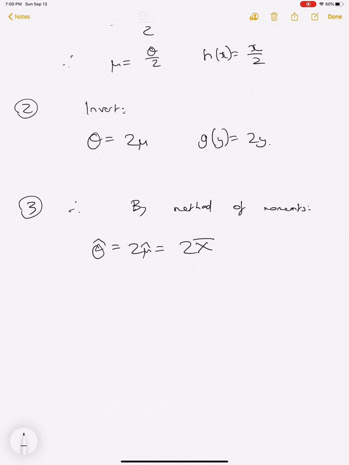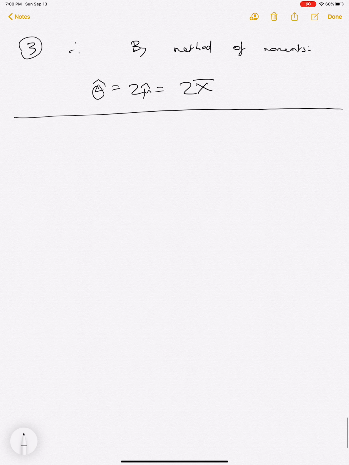The intuition behind this is that x bar, which is a sample average, is a good estimate of the midpoint for the uniform distribution. And so to get the endpoint, which is theta, we use 2 x bar. Let's do another example just to get very comfortable with this.